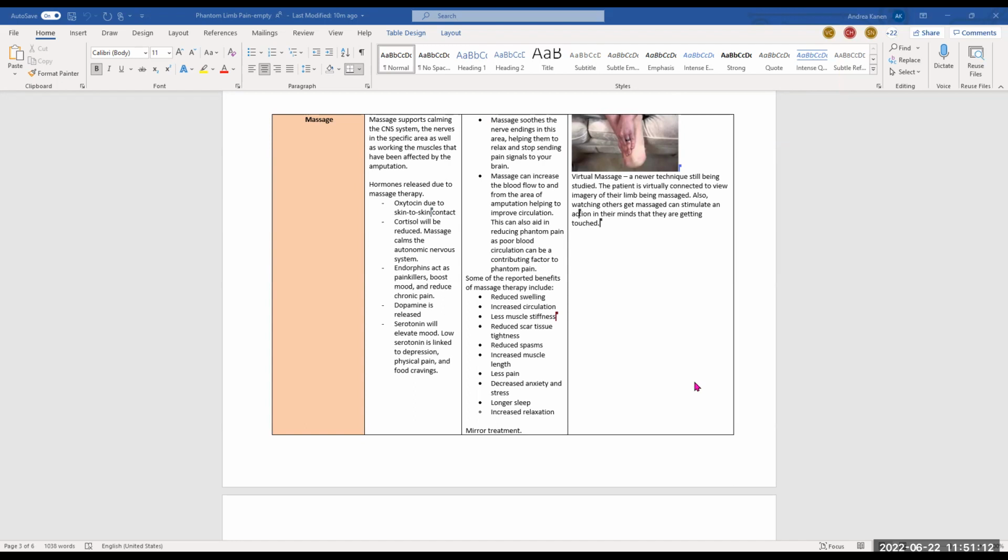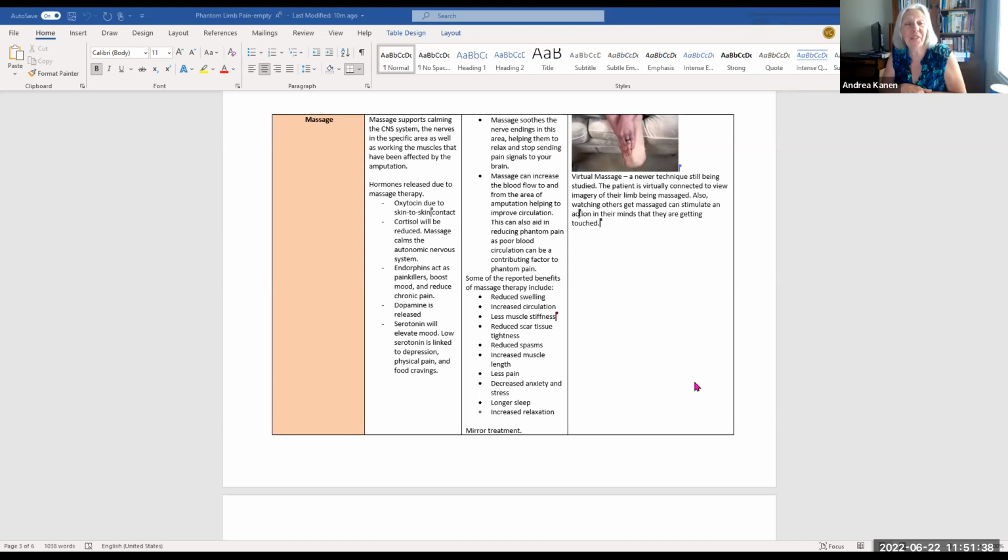Right. Pretty cool. Well, our last thing is virtual massage. You can have virtual goggles set up and then you will have imagery of your limbs being massaged. And that can help with people with psychological and emotional and physical pain. That is fascinating. Thank you so much. That is just amazing. Wow.